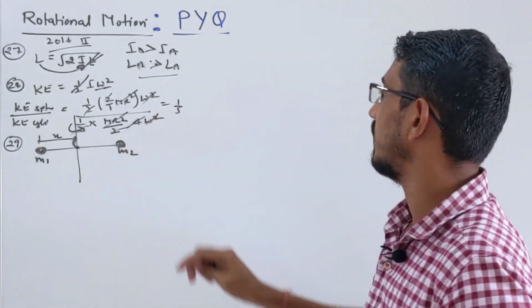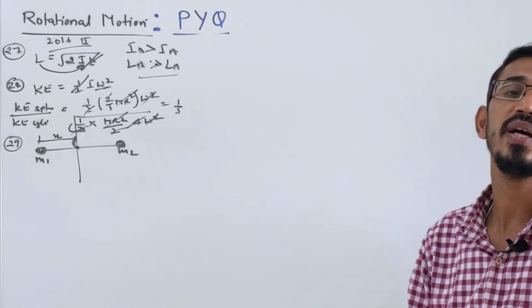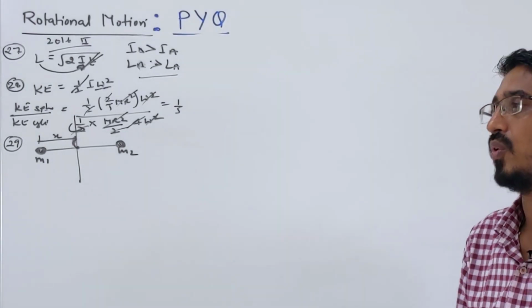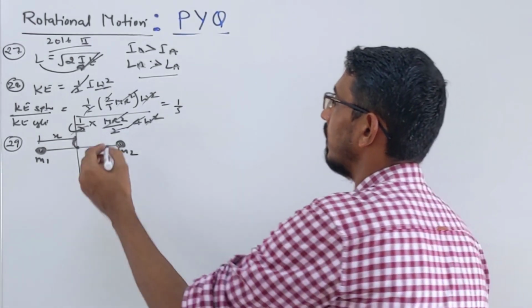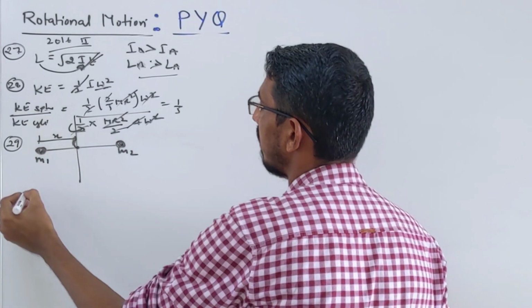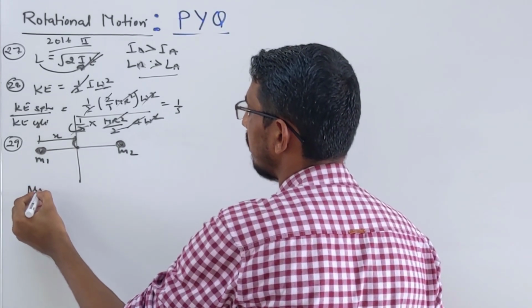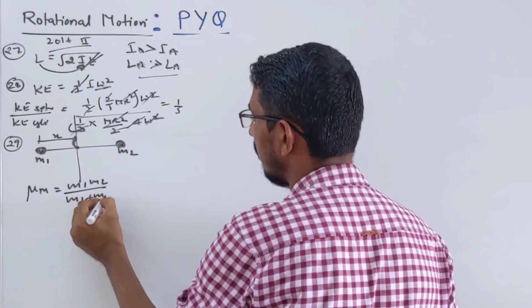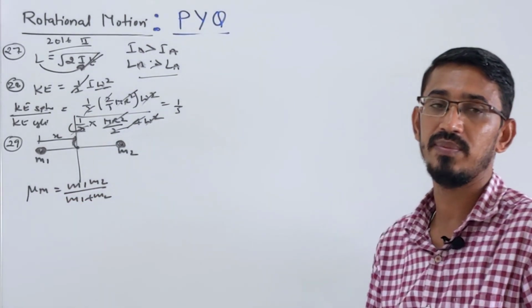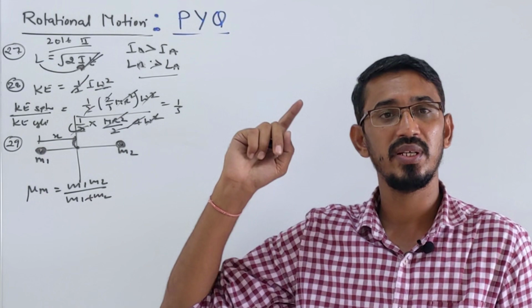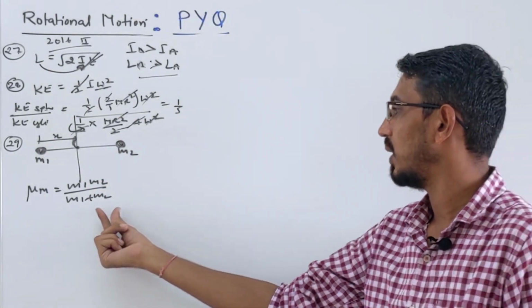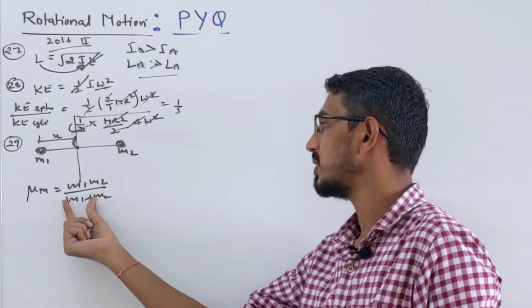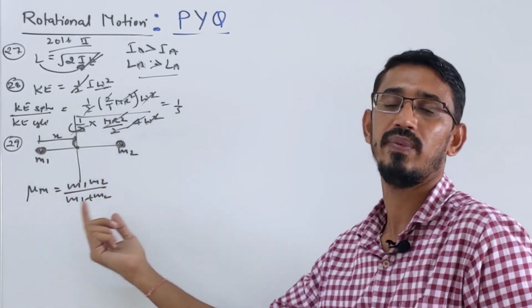There is another way to solve this type of question. This is called the reduced mass concept. This comes in 4-5 chapters. When you have two masses and you want to write them as a single mass, you call it reduced mass, mu. The formula is m1 m2 upon m1 plus m2. This comes in the gravitation chapter, in the SHM chapter, in many chapters actually. So reduced mass means two masses written as a single mass. This is the formula, m1 m2 upon m1 plus m2.